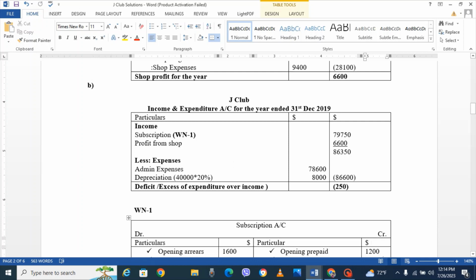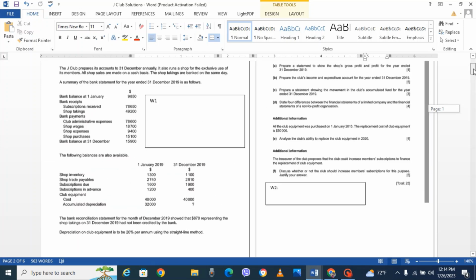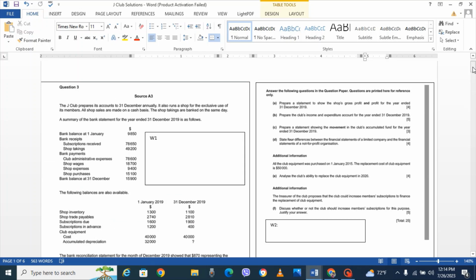So now let's see requirement number C, what the question has asked you to prepare. In requirement number C, prepare a statement showing the movement in the club's accumulated fund for the year ended 31st December 2019. That means at first you need to calculate the accumulated fund in the beginning of the year, what was the amount of accumulated fund, and now after surplus or deficit, what will be the accumulated fund position. So for that, now let's go through the preparation of these formats.